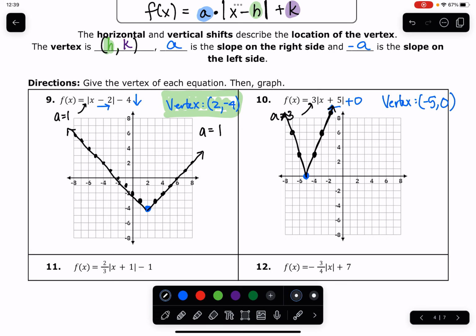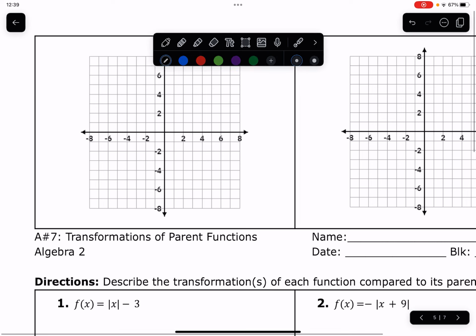Okay, so now let's look at the next example. In this next example, let's identify first the vertex, and then we'll go to the next page and graph it. So let's see, we have 2 over 3, x plus 1 minus 1. You know what, let me just write it over here, so we're not going back and forth.